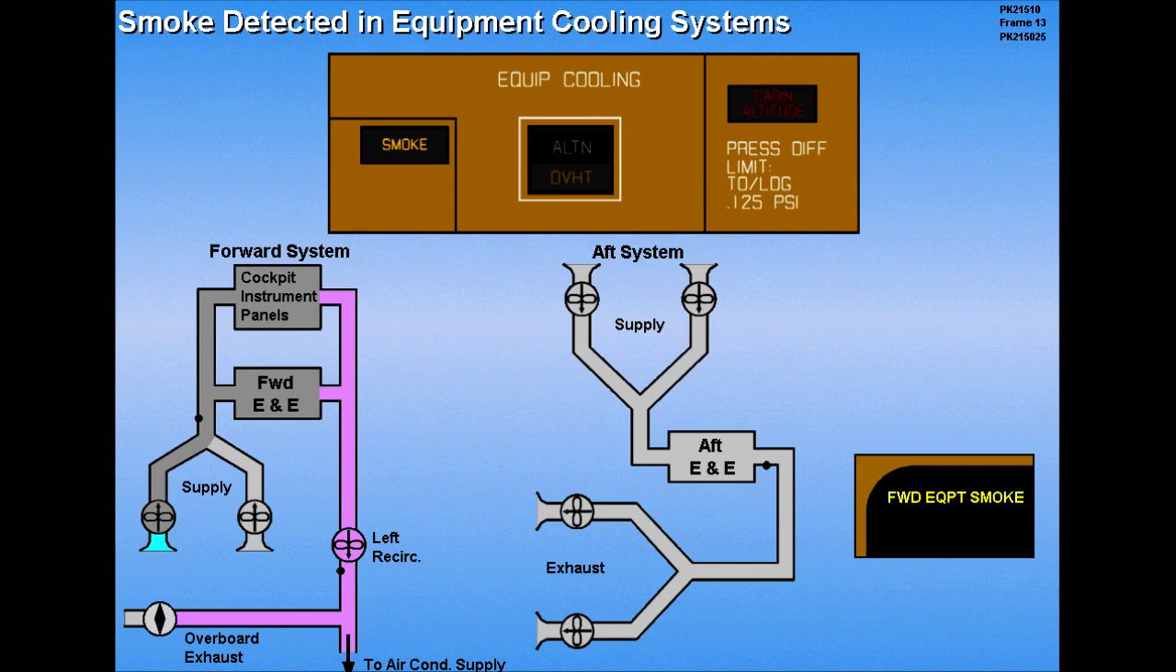Both supply fans and the recirc fan in the affected system will turn off automatically to prevent smoke from entering the air conditioning system. The overboard exhaust valve opens automatically, allowing differential pressure to draw the smoke from the system. After the smoke is cleared, the recirc fans automatically return to the normal operation.